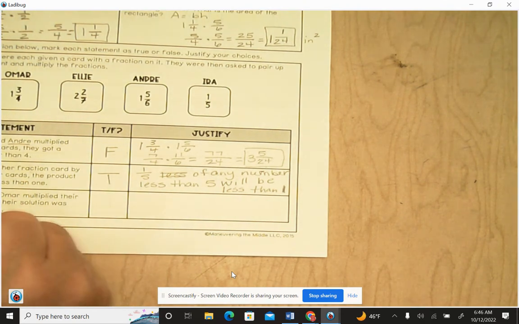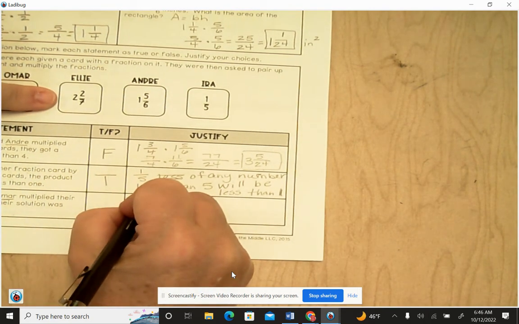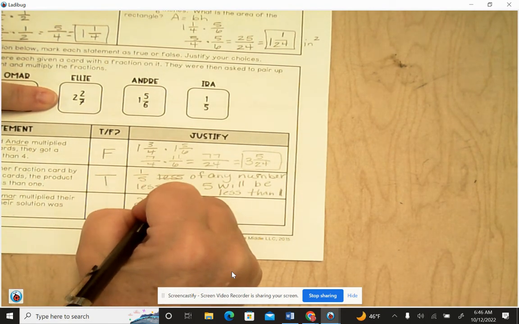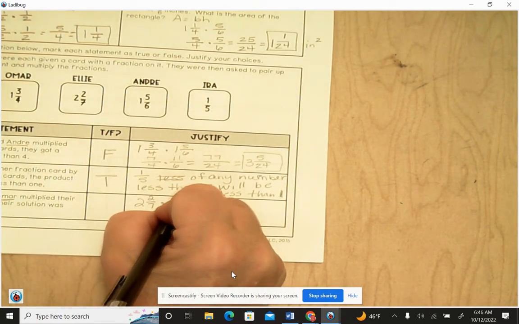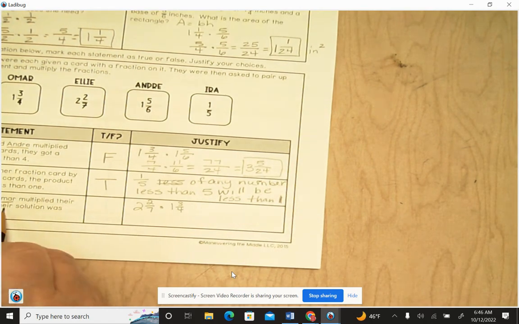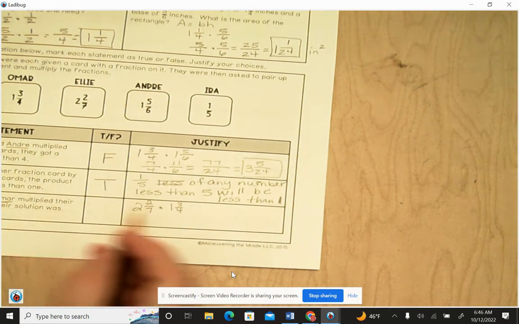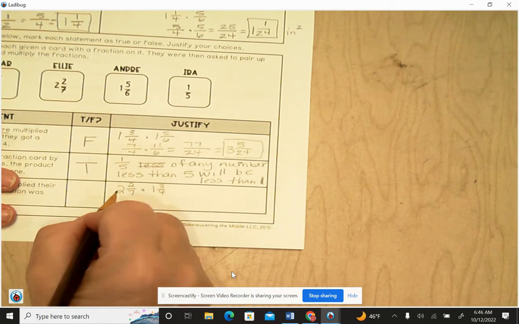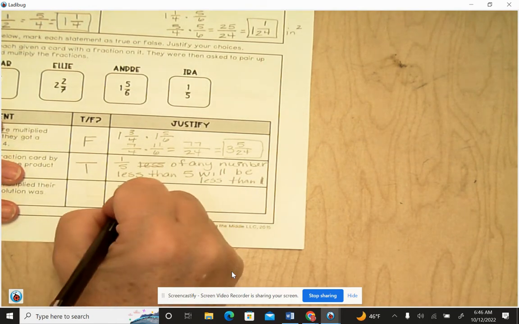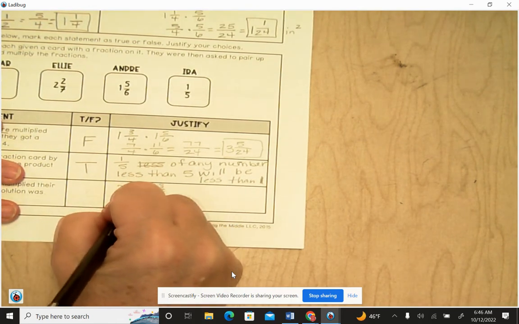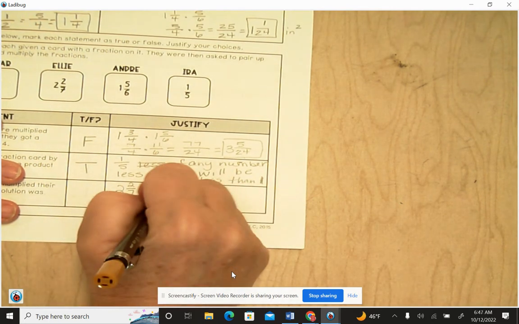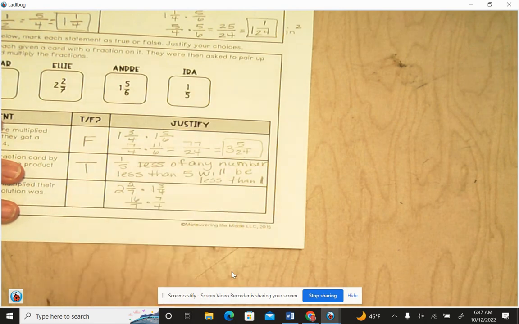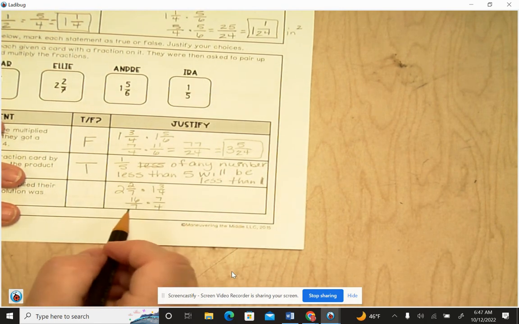When Ellie and Omar multiplied their fraction cards, so we've got Ellie, which is 2 2/7, times Omar, which is 1 3/4. Their solution was between 2 and 3. So let's see. 7 times 2 is 14, plus 2 more is 16 over 7, times 4 times 1 is 4, plus 3 is 7, which is 7 fourths. I can see here that we can simplify this.